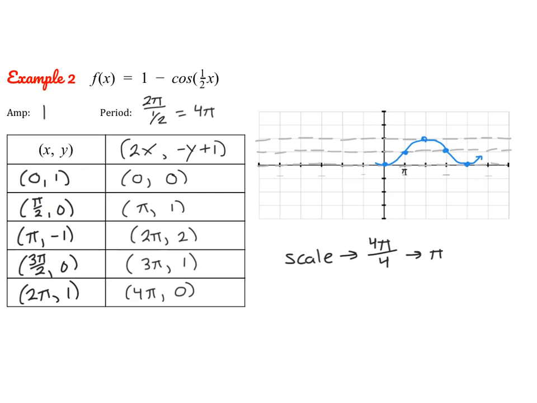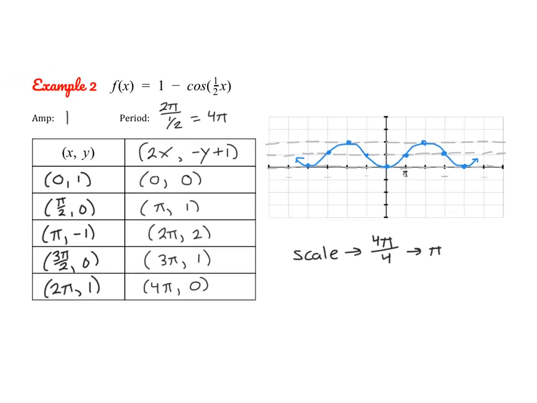And we can actually continue that pattern going to the left. So we'll go midline, maximum, midline, minimum. And there's another full period of our function. And you can see that these coordinates match what we see here. So we can see that we have pi, 1, 2 pi, 2, 3 pi, 1, and 4 pi, 0. So it all fits together really nicely.